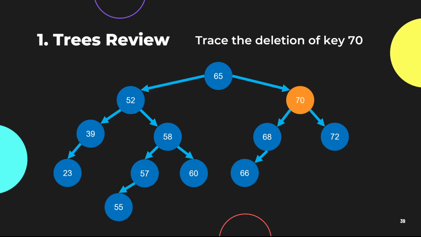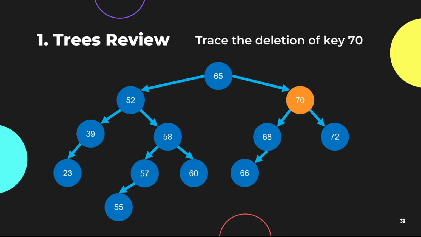Who agrees with Lian's idea? Agree? 1, 2, 3, 4, 5. Why do I have a feeling the rest are skipping lectures? 6. Who disagrees with the idea? No one? What about the others? So I will just reiterate what Lian's idea is. I remove 70, 68 will go up. When 68 goes up, the left subtree of 68 is 66, the right subtree is 72. Agree?